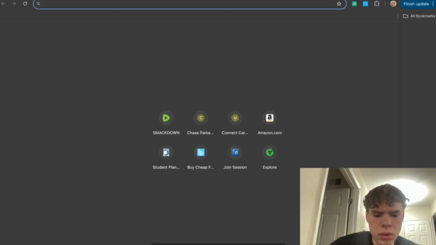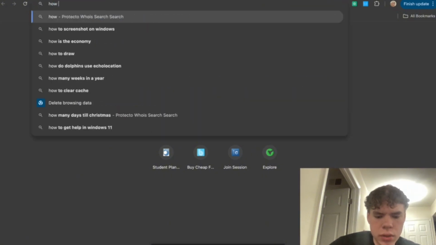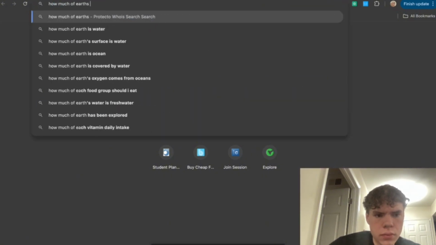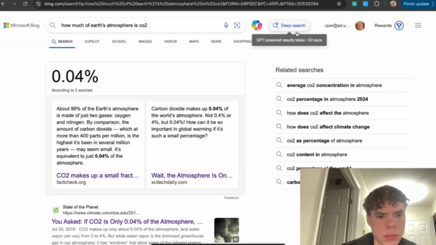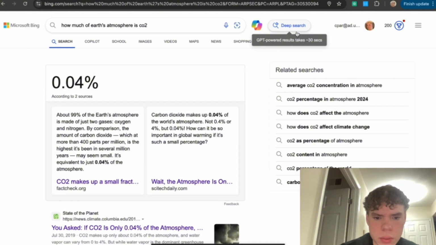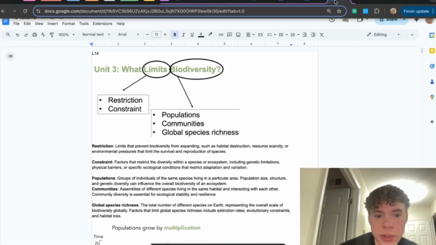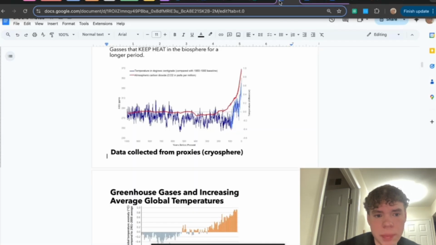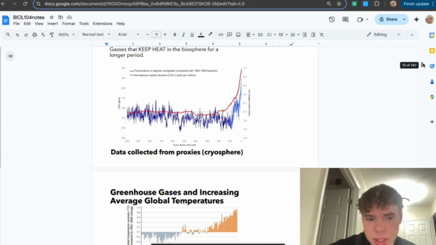Let me Google how much of the atmosphere is CO2. Carbon dioxide makes up 0.04% of the world's atmosphere, not 0.4% or 4%, but 0.04%. Oh no, so it's not 3 or 4%. It's 0.04%. Really, really small.